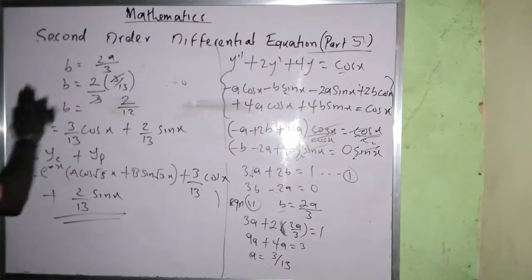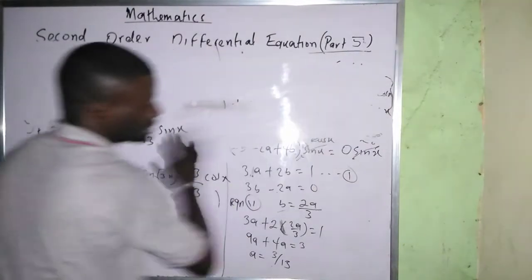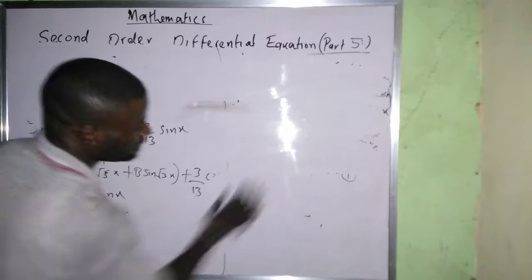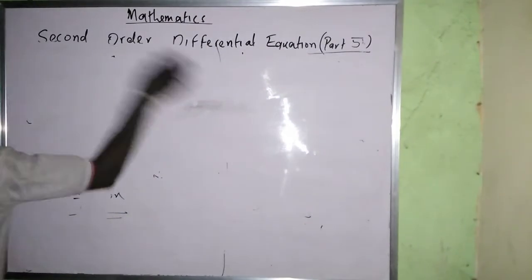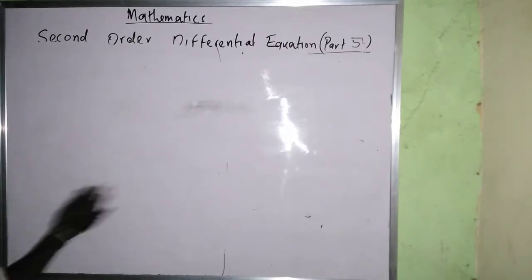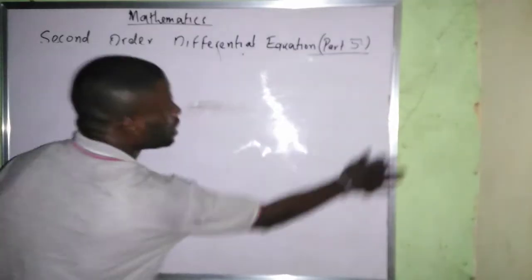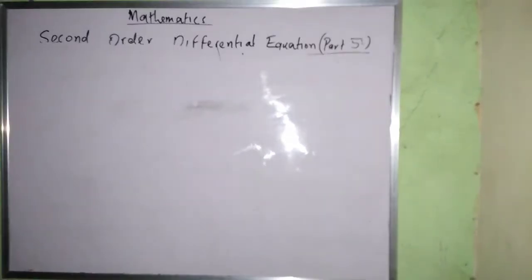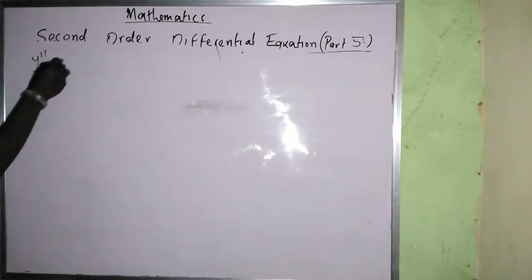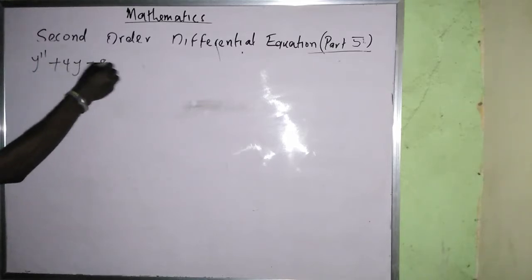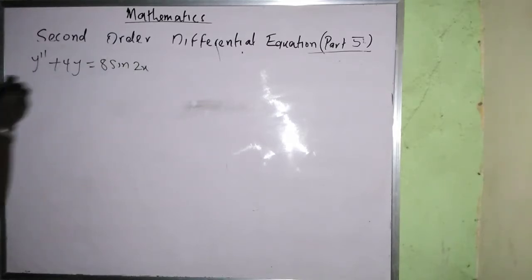Okay. Now let me give more examples. There's no time again, so I have to be very fast this time around. More examples on this trigonometry part. If I have this type of problem, for instance, I have y prime prime plus 4y equals 8 sine 2x. Now, let me quickly rush through mine.